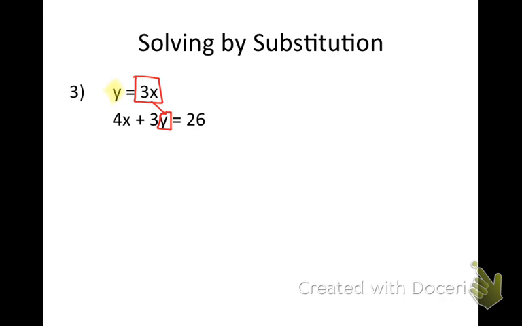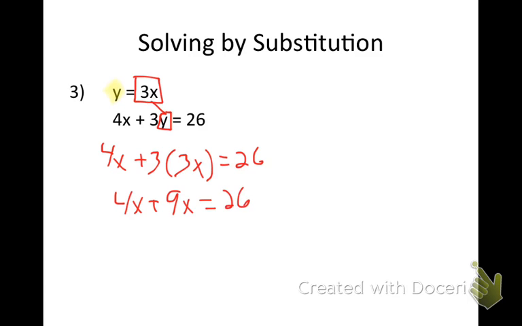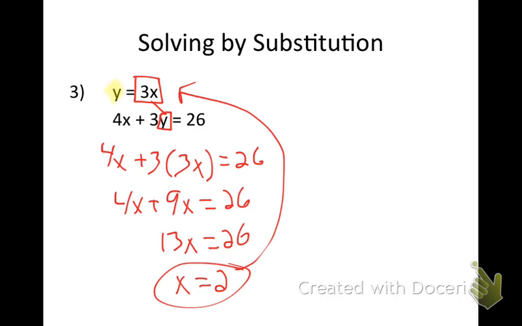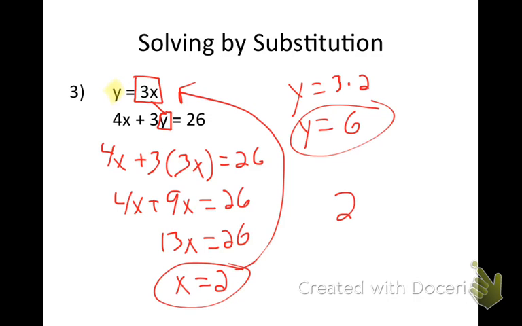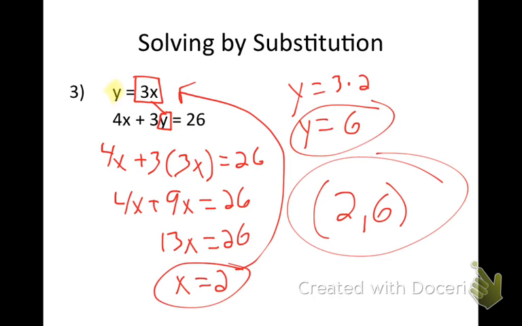So let's look through this here. We substitute it in. So you get 4x plus 3, parentheses 3x, equals 26. I multiply, so I get 4x plus 9x equals 26. 13x equals 26. I get x equals 2. Now I have x equals 2. Which one do I want to plug it into, the top or bottom equation? I plug in the top. It's already solved for y. So I get y equals 3 times 2. Y equals 6. My ordered pair now is 2, 6. There's the answer. Okay.